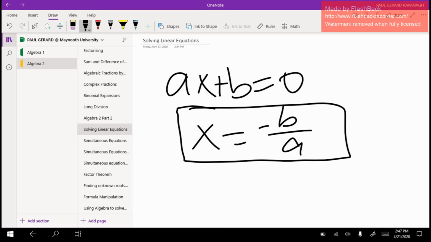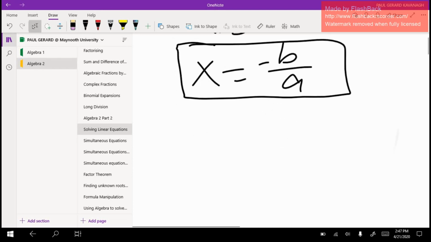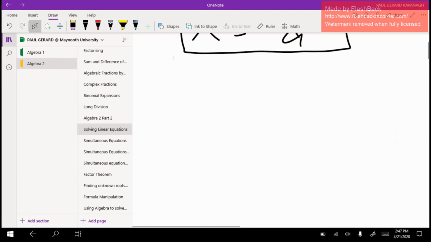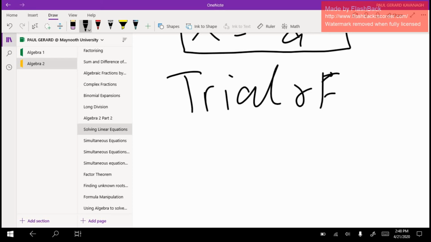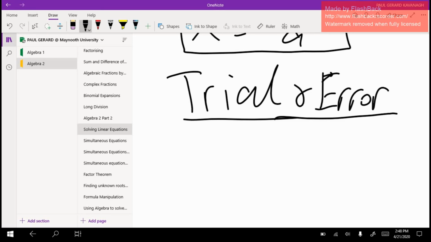Okay, so there are 4 ways that you can try to solve this. The first method you can use is trial and error. So I'm just going to write it here: trial and error. Basically, trial and error is where you take your equation and a whole lot of numbers, and you keep putting them in individually for your variable, and you see if it comes out with the answer that you want.